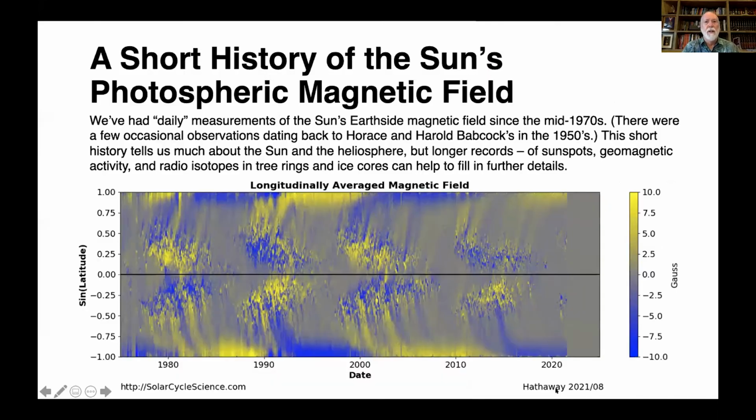This is a short history of the sun's magnetic field that we've had for the last 4 cycles. We've had these daily measurements since the mid-70s from multiple observatories. We've had a few occasional observations going back to the mid-50s or early 50s from Horace and Harold Babcock. This tells us a lot about the sun. It's the boundary condition for the heliospheric fields and winds, but we'd like to have much longer records, of course. Sunspot activity, radioisotopes and tree rings and others help to fill in the longer record.